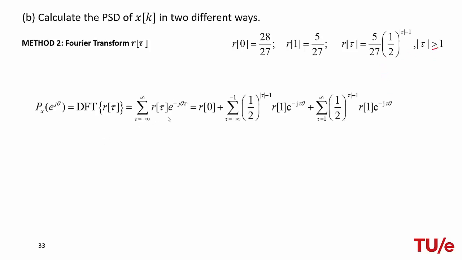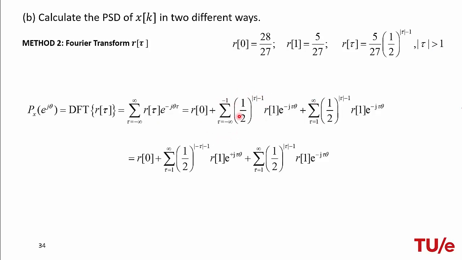With this in mind, we can substitute for the autocorrelation function. The autocorrelation function is 0 for tau that goes from minus infinity to minus 1, and we have this expression, but also for tau that goes from 1 to plus infinity.